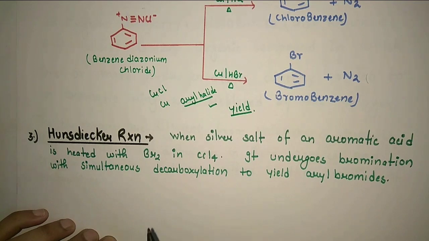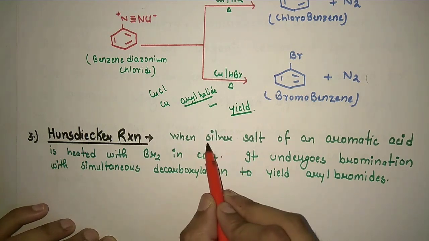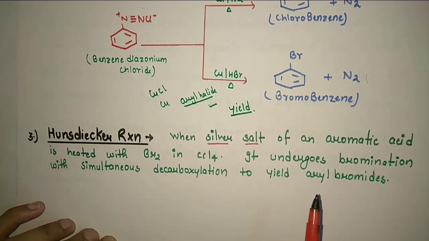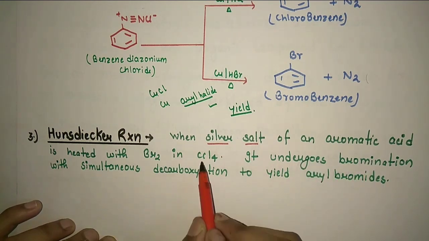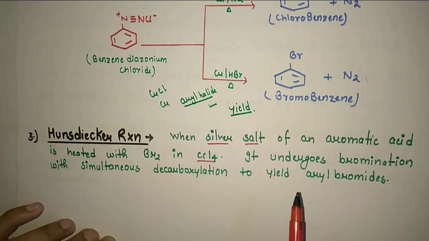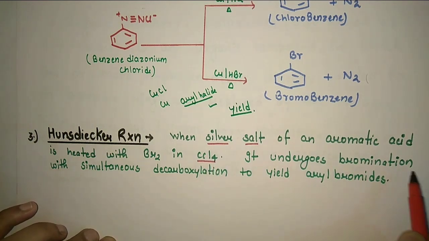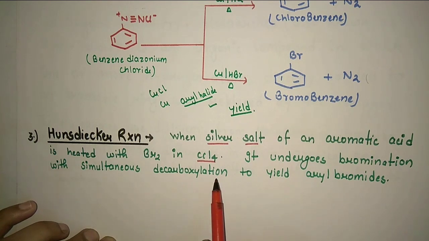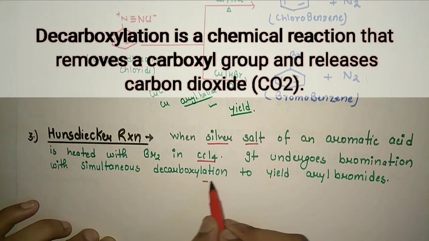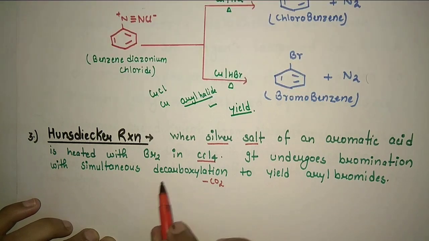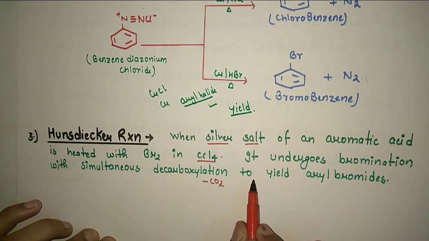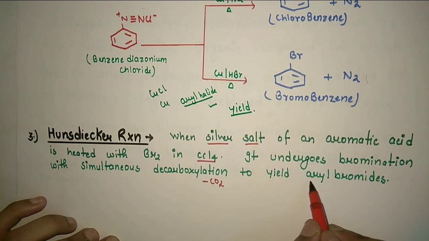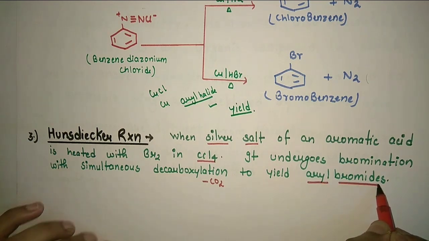Now, the last method of preparation of haloarenes is by using the Hunsdiecker reaction. So what happens in this reaction? When the silver salt of an aromatic acid is heated with Br2 in the presence of carbon tetrachloride, it undergoes bromination with simultaneous decarboxylation, that is CO2 is released, to yield the aryl bromide. This is especially for aryl bromide. So let's see what will happen.